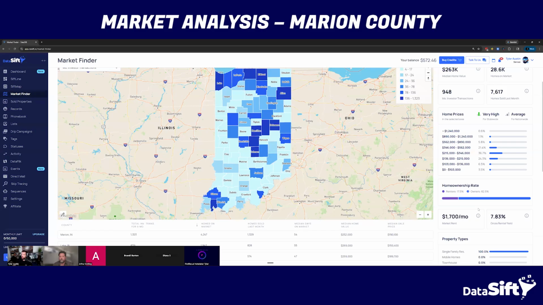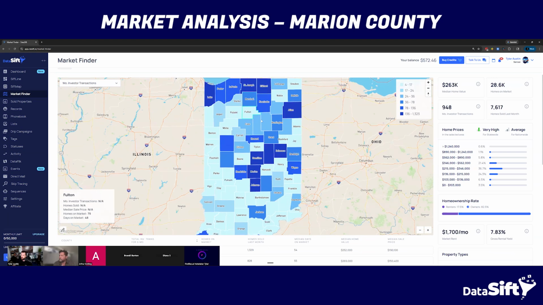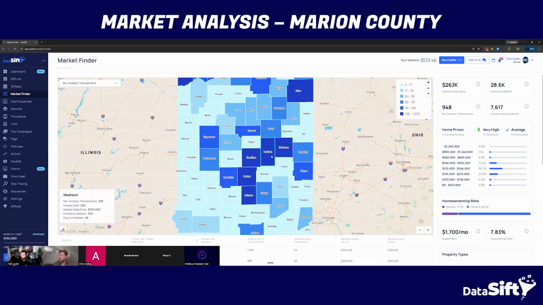Okay, so once I have this, what I want to do is start looking at Marion County to see how it aligns with the rest of these areas. I don't know where it's at. Is it Marion? Yeah, right here. Okay, so I'm going to hover over these different areas around it and just get an idea. Obviously, it's a dark blue, so it tells me there's investor transactions here.